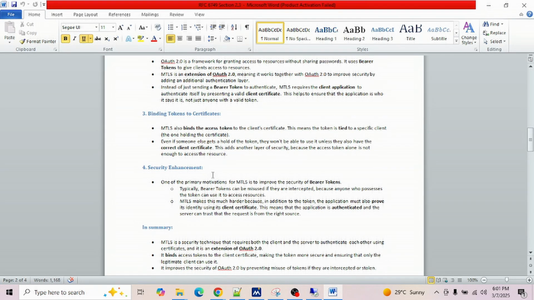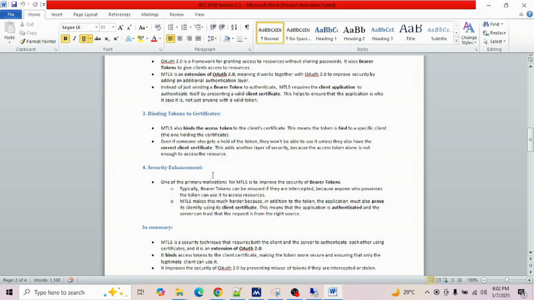Okay, then binding tokens to certificates. MTLS also binds the access token to the client certificate. That means the token is tied to a specific client, the one holding the certificate. So even if someone else gets hold of the token, maybe some way a hacker can get access to your token, they won't be able to use it unless they also have the correct client certificate. This adds another layer of security because the access token alone is not enough to access the resource.